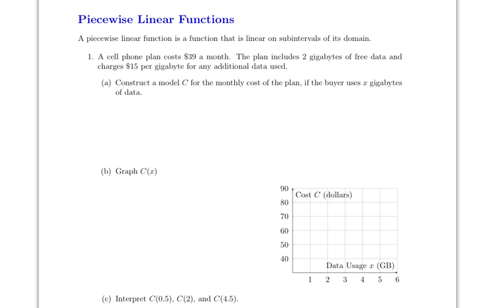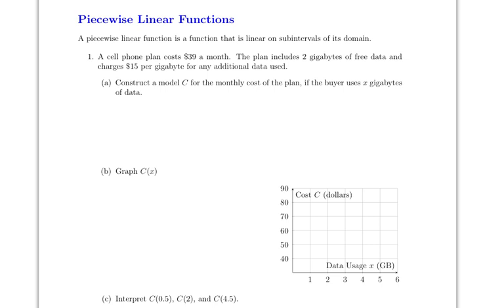So here it is. You have a cell phone plan that costs $39 a month. The plan includes 2 gigabytes of free data, and it will charge you $15 per gigabyte for additional data you use. This is a very realistic problem. Now, the question says, construct a model for the monthly cost of the plan if the buyer uses x gigabytes. So x could be any amount. This is the part you have to be careful of.